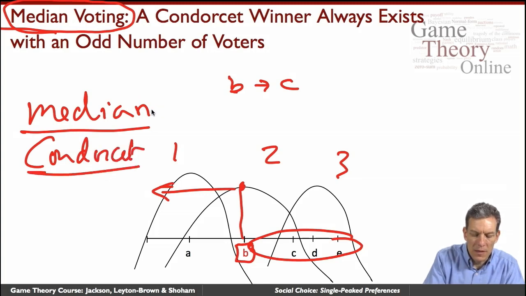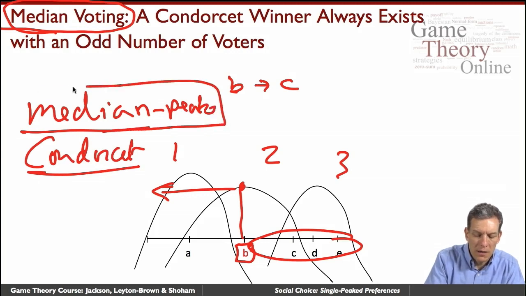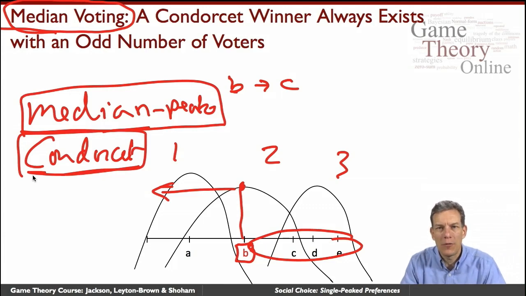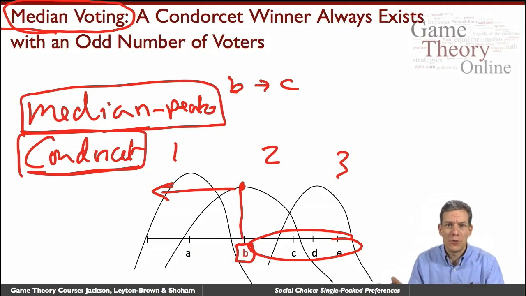Median meaning median peak here, right? So we look at the peaks, we look at the median of the peaks, and that's a Condorcet winner. And so we're going to have a well-defined alternative which is going to beat every other one. And this gives us a nice way of choosing an alternative. It's known as median voting, and it gives us an idea of why we always talk about median voters and so forth, because then we've got a majority that prefers that position to anything on the other side, and vice versa. We have a Condorcet winner.